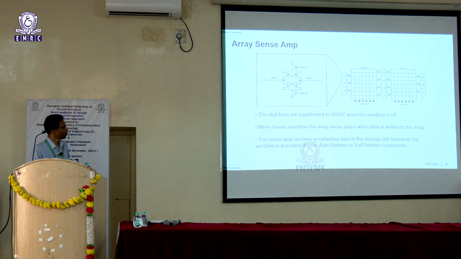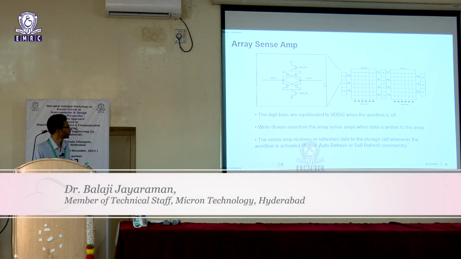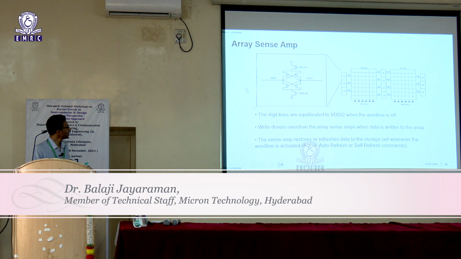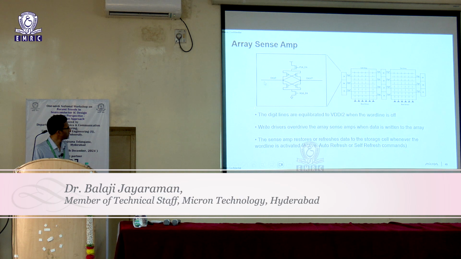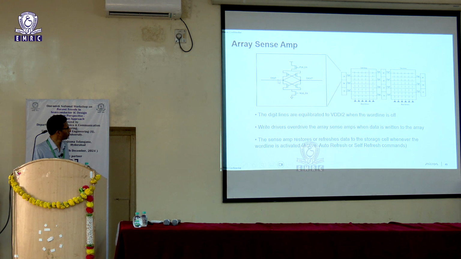So suppose we are accessing a 1. At the beginning of this operation, in this sense amplifier, you will have 0.75 on either side, and once you have accessed a 1, let's say the digit line goes from 0.75 to 0.9 volt. Now you will have to sense this differential, and that is done through this cross coupled sense amplifier. You get rail to rail data, and that is eventually fed out all the way to your DQ.